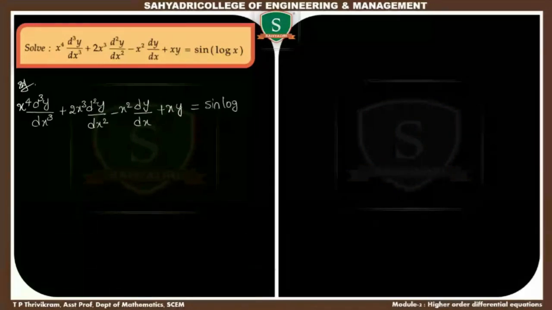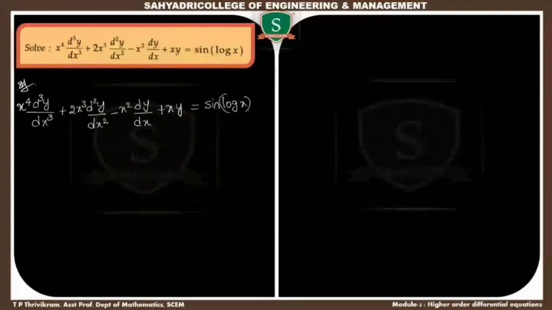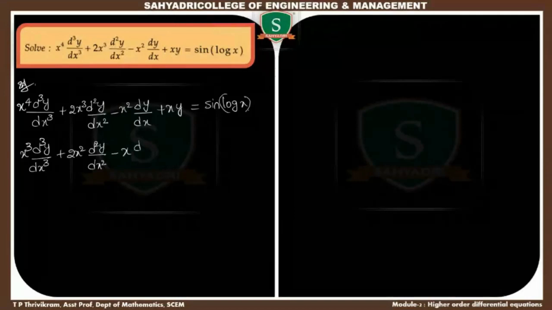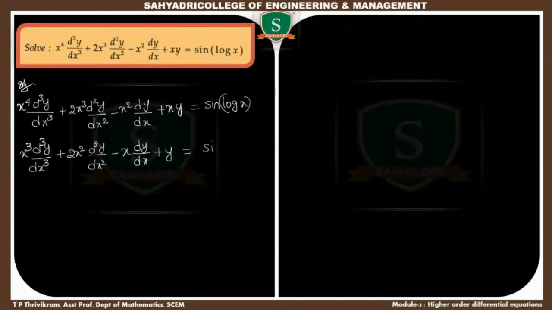Now is it in Cauchy's equation form? No. So something is extra here. What is that? X is extra. So take x common. We'll get x cube d cube y by dx cube plus 2x square d square y by dx square minus x dy by dx plus y is equal to sine of log x divided by x.